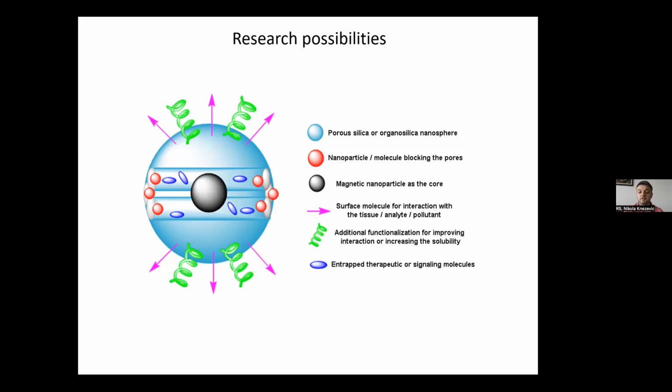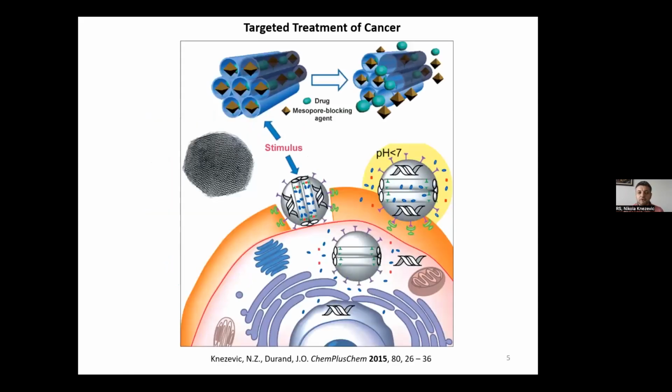We can load different molecules inside, and then trap them with macromolecules or other nanoparticles, which can block these pores and then induce the release of therapeutic molecules with different stimuli. For example, targeted treatment of cancer. Upon weak acetic acid, for example, these molecules can be released, or genes, or upon some triggers in cancer tissues.